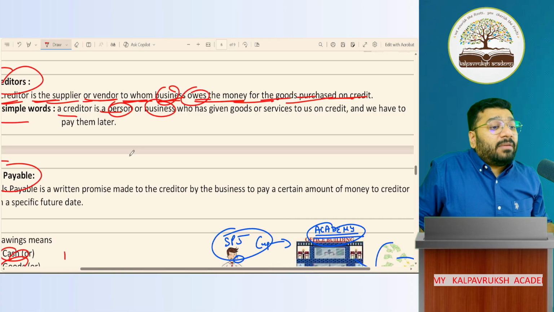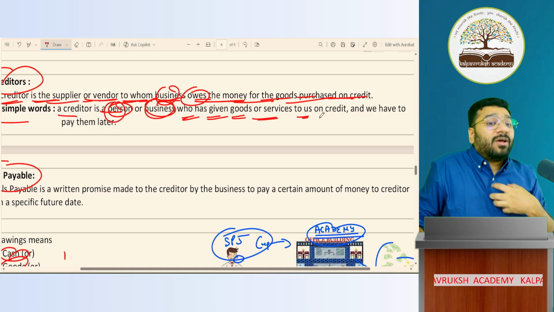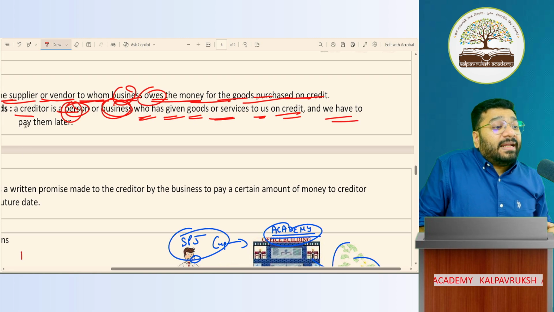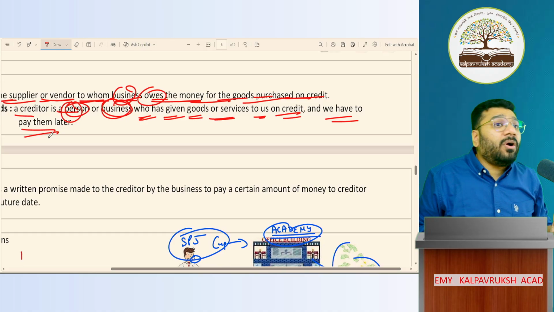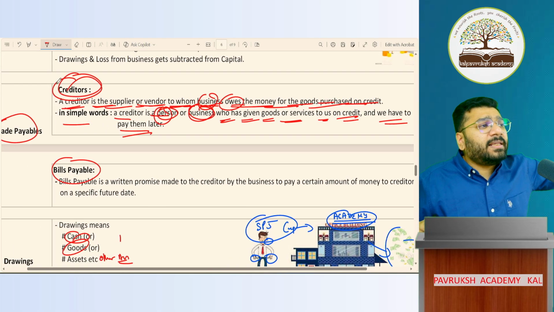So a creditor could either be a person or a business who has given the goods to us on credit. Means what? We purchase the goods now with the intention to pay later. Got it, not got it? Okay. Creditors is clear or not clear?